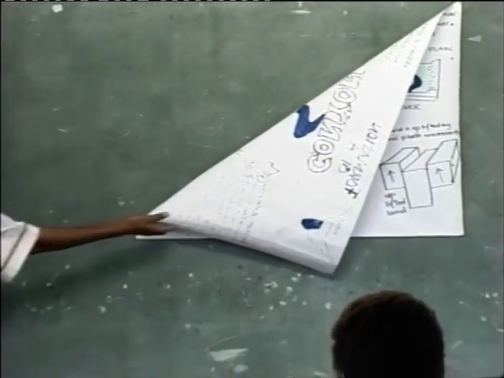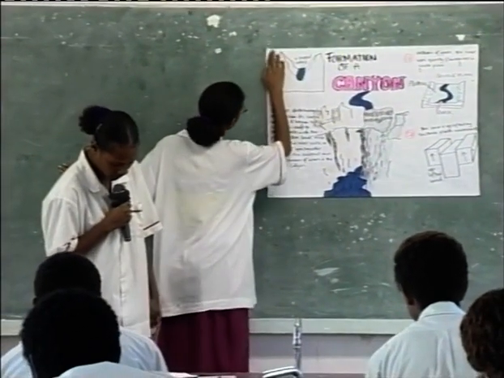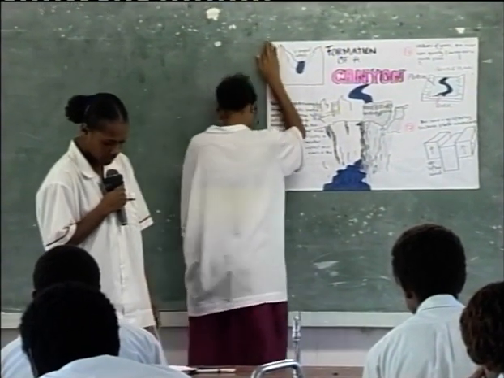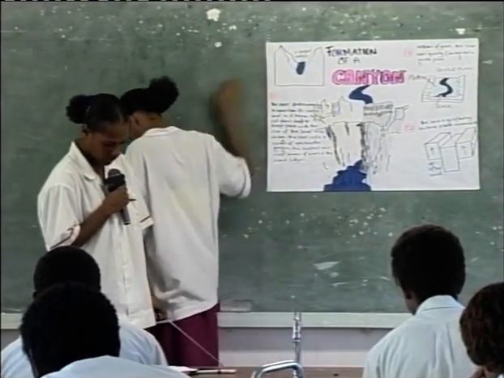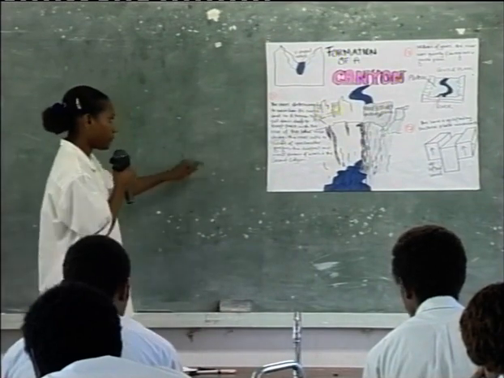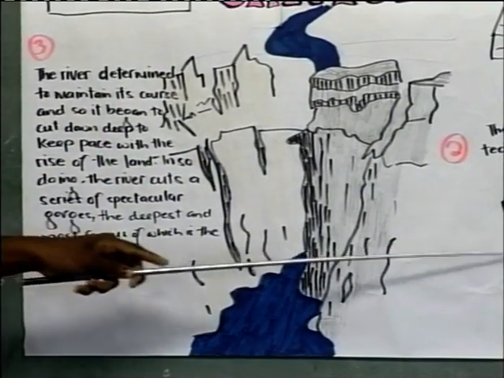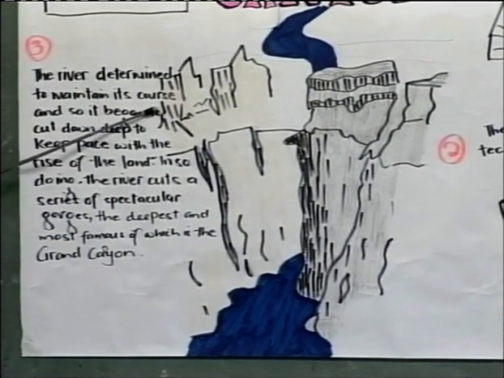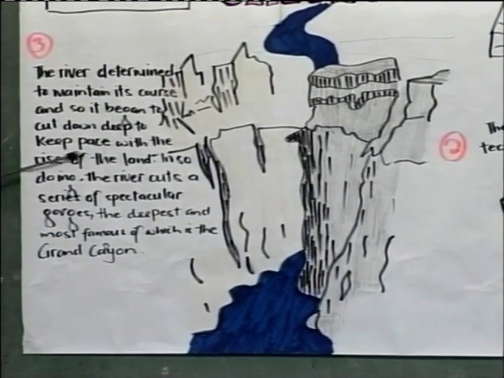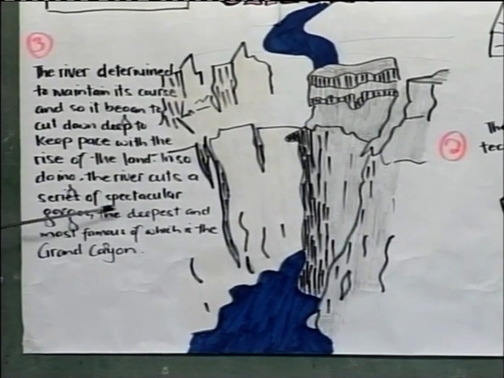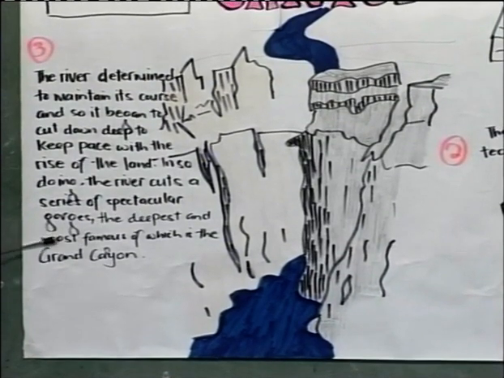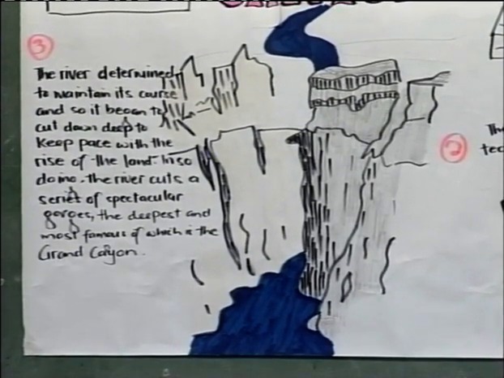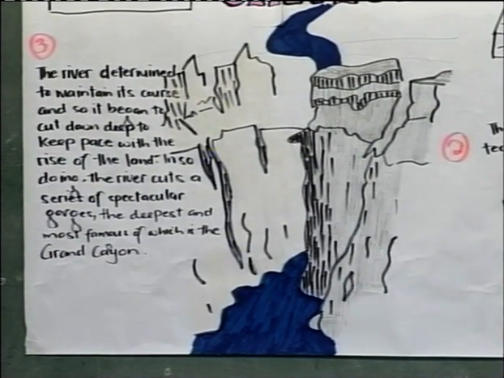Canyons of great size develop when the land over which they flow is being uplifted, but at a rate which enables rivers to maintain their course across the area of uplifted land. So if the land is uplifted and the river maintains its course, then it begins to cut deep down to keep pace with the rise of the land. In so doing, the river cuts a series of spectacular gorges, the deepest and most famous of which is the Grand Canyon. My friend will explain more.